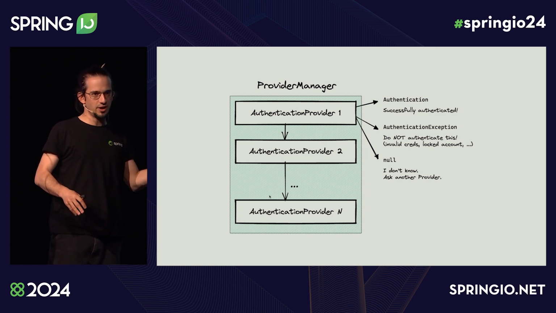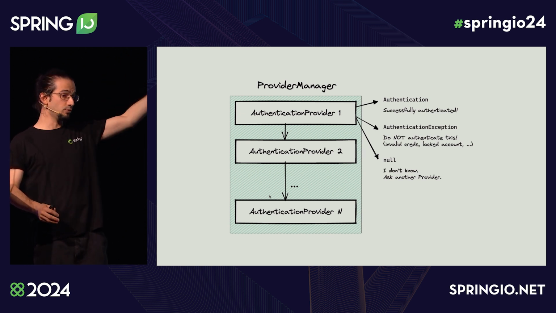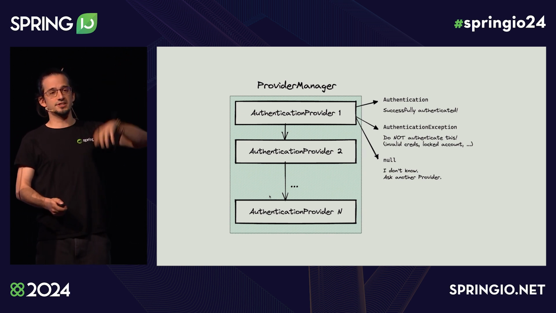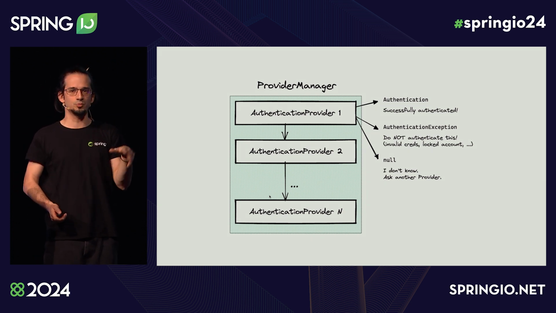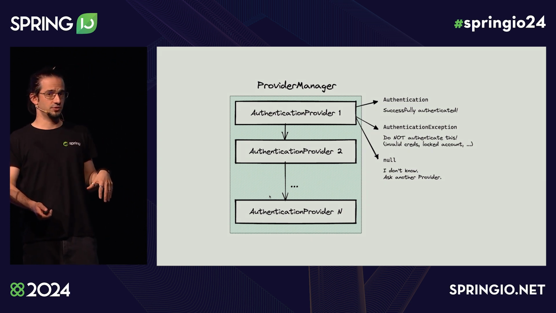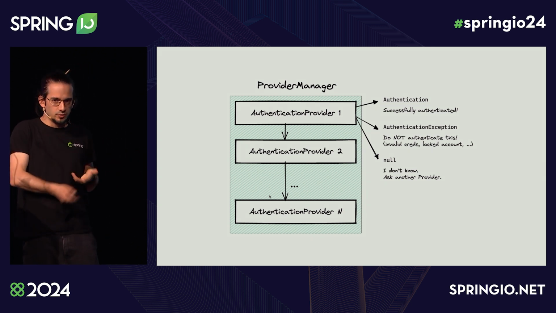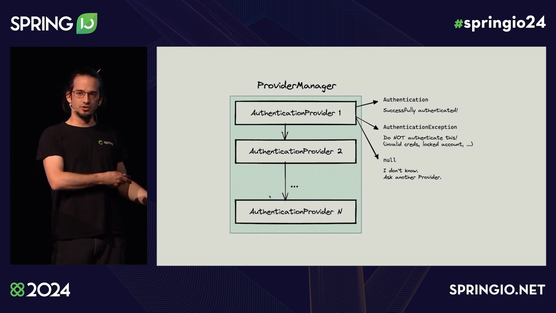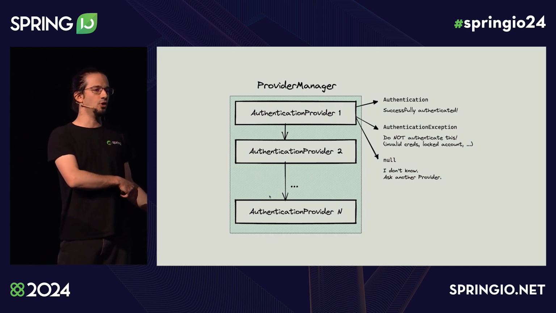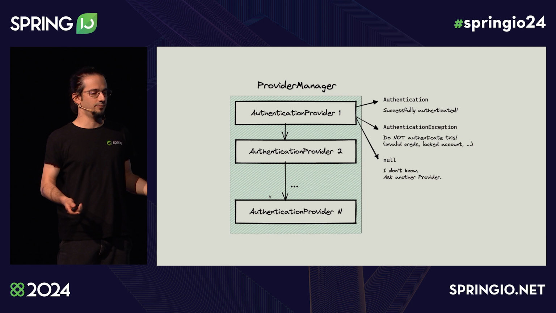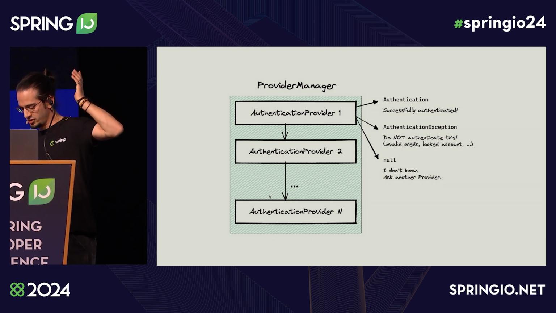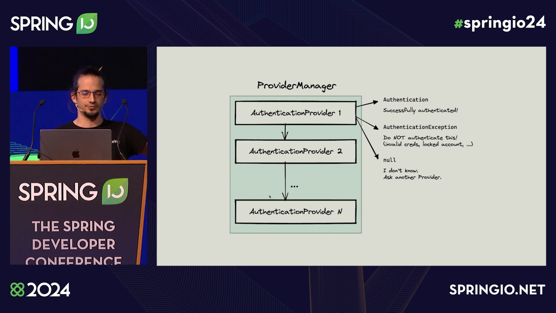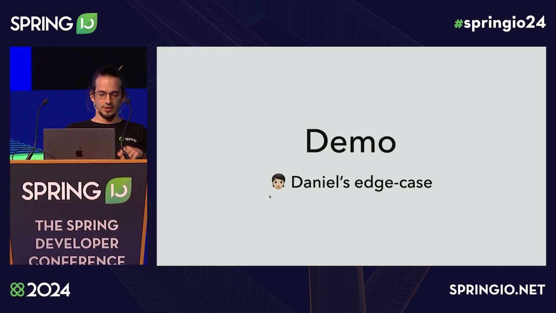They have an authenticate method that can produce a successful authentication, or an authentication exception, like: oh, the account is locked, so I don't want you to proceed further. Or null. Sometimes you can say, I don't really know what to do with these credentials. Maybe someone else, maybe some default in Spring Security, knows what to do with them, and so you return null. And here, it's a list. It's not a chain of responsibility, just like we see in the filter chain. It's just a list.